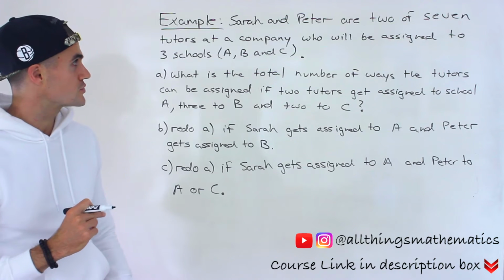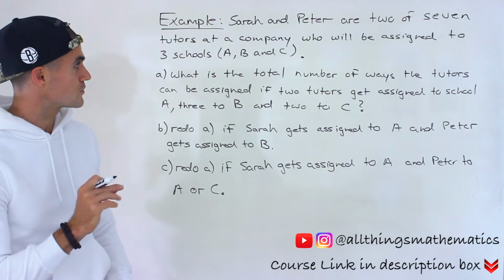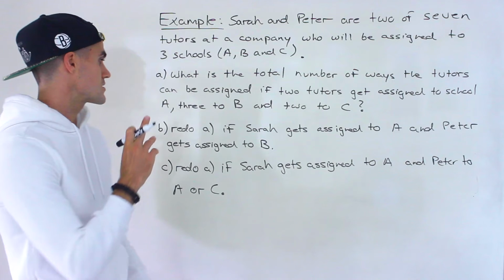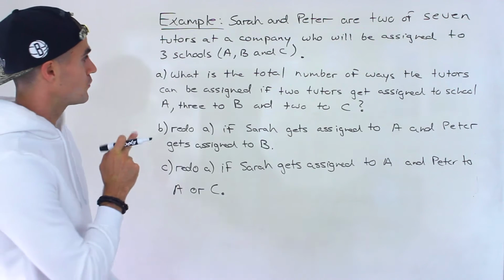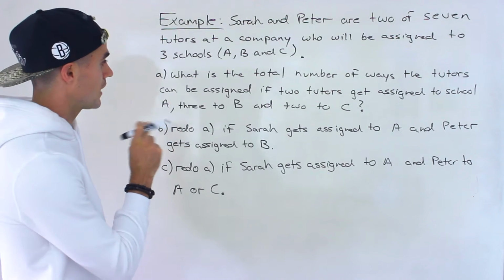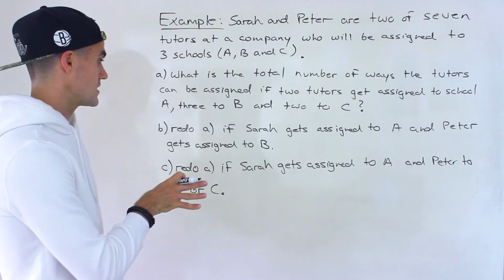So Sarah and Peter are two of 7 tutors at a company who will be assigned to 3 schools, A, B, and C. Those are the school names. So part A, what is the total number of ways that tutors can be assigned if 2 tutors get assigned to school A, 3 tutors go to B, and then 2 go to C?